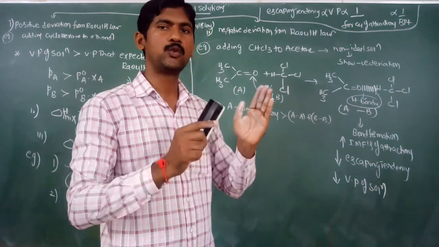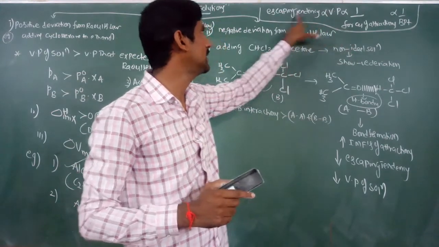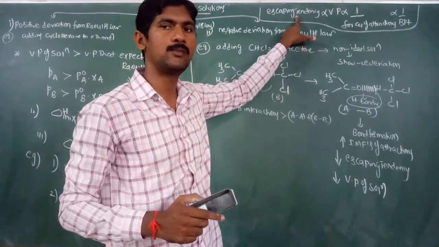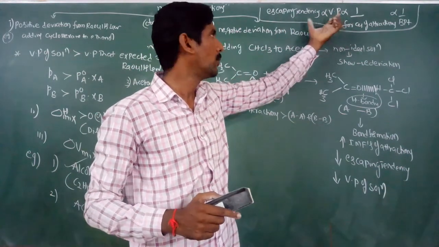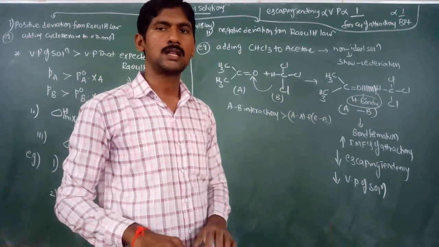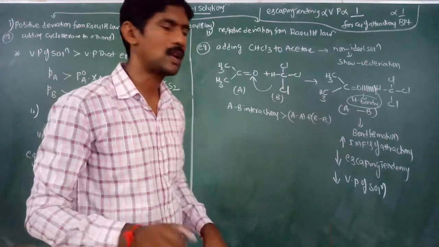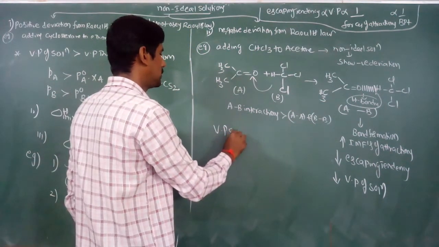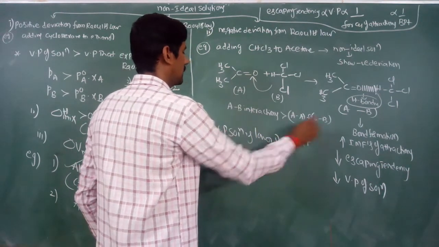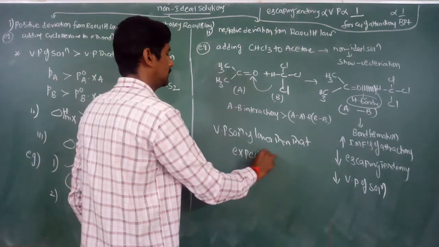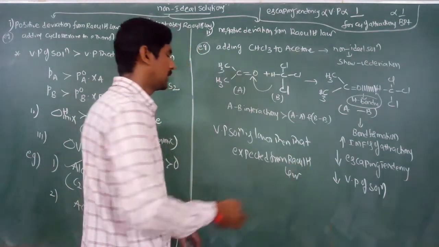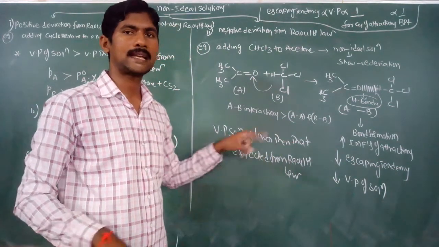Increasing bond strength means increasing forces of attraction. If forces of attraction increase, the escaping tendency of molecules decreases. If escaping tendency of molecules decreases, what happens to the vapor pressure? Both are directly proportional, so the vapor pressure of solution also decreases. So the solutions which can show negative deviation from Raoult's law have a vapor pressure of solution lower than that expected from Raoult's law.